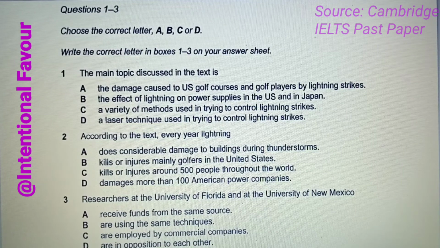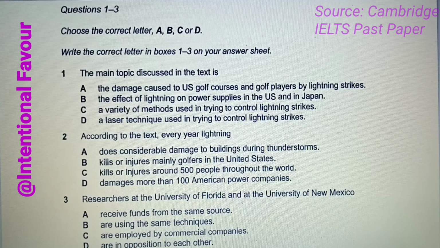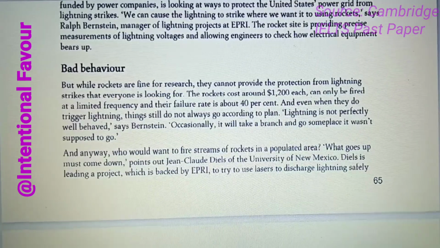And when it comes to employed by commercial companies, we did not see any details about that, any information on that at University of Florida. So there is nothing in common. Even if New Mexico is employed by commercial companies, obviously we don't know about University of Florida, so that option is invalid. Then whether they are in opposition to each other, maybe when we now read on, we can see if there's any way they told us specifically.